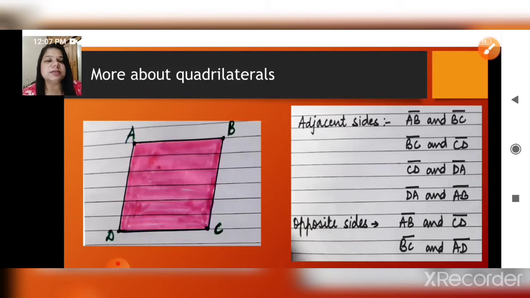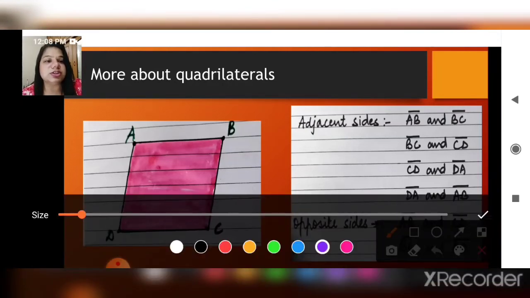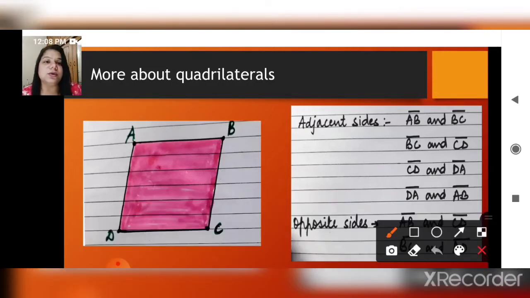Now next in my list is the opposite sides. What are the opposite sides? Opposite sides are the sides which do not have any common vertex. Okay, so let's check. If I have to find the opposite side of AB, this is side AB, having vertices point A and point B. Now you need to find a side in which points A and B are not vertices.